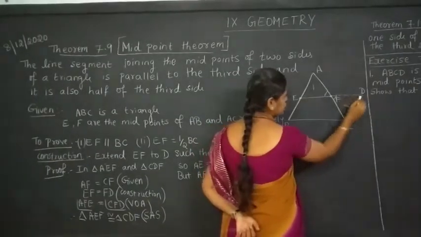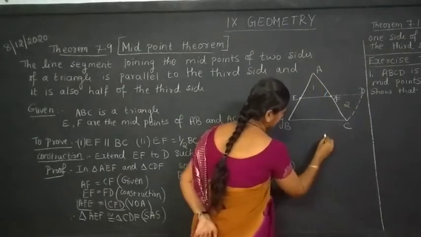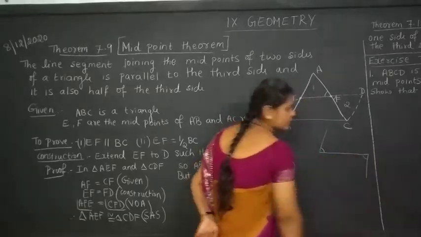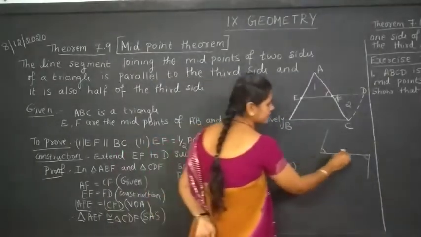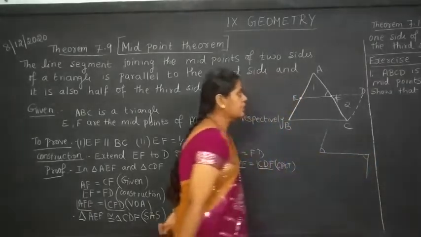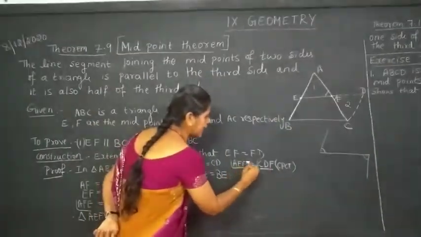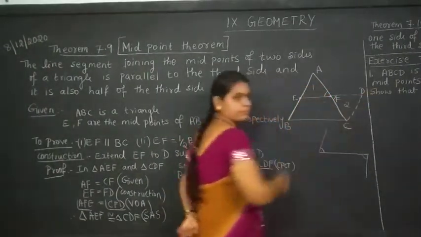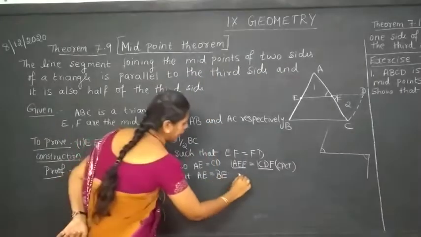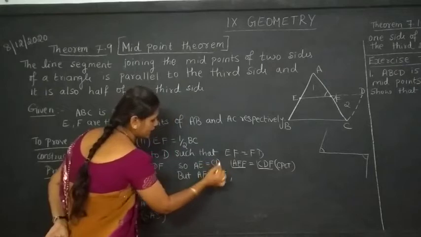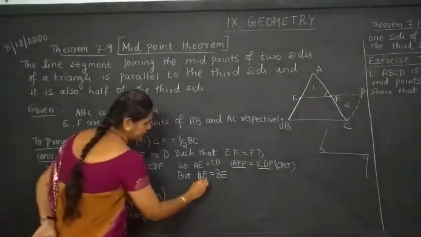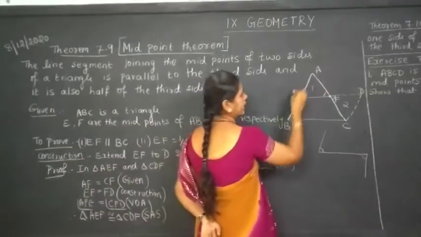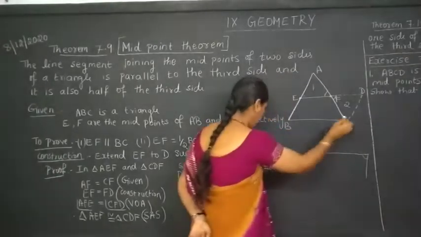Which type of angles are these two? See, the figure is like this. This is inside the shape, isn't it? So these two angles are alternate angles. Alternate angles are equal means, can we say these two lines are parallel? Yes. So we can write, AE is equal to CD and AE is equal to BE, and these alternate angles are equal. So AE is parallel to CD also.